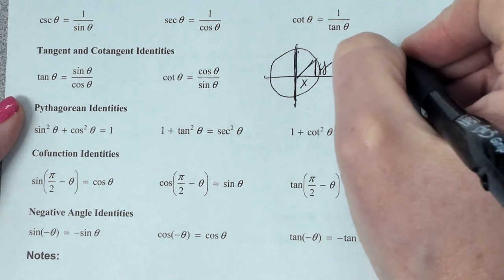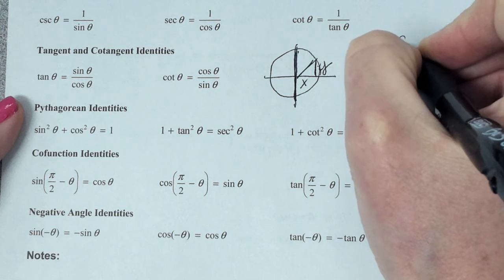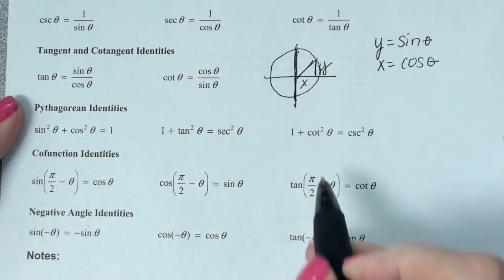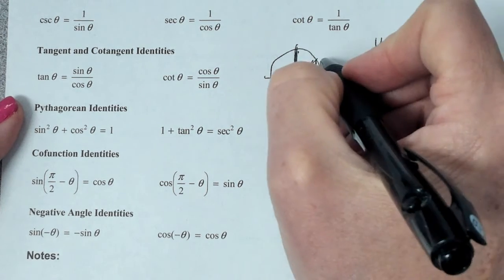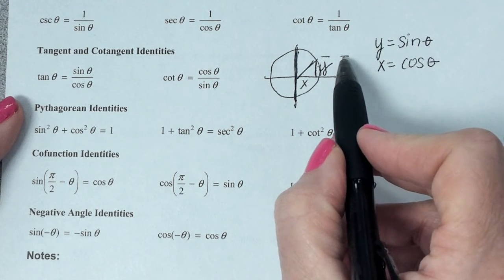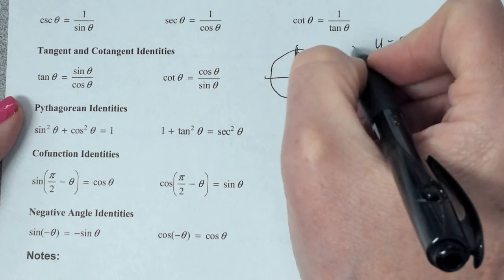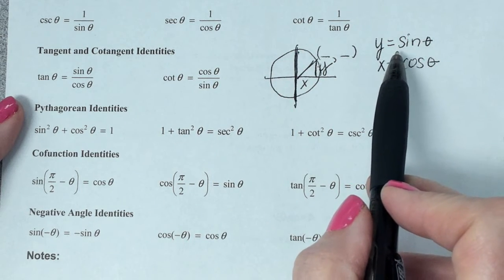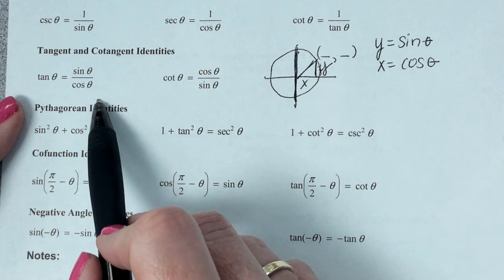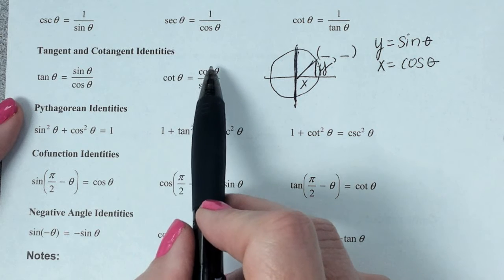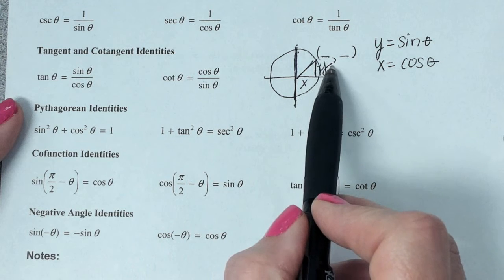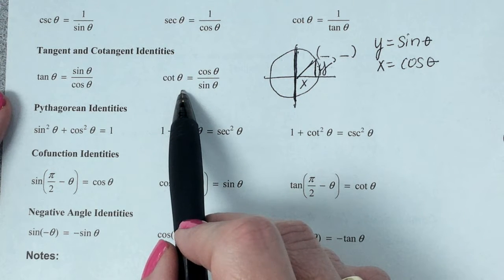But we've also learned that in the unit circle, y is equal to sine theta, and x is equal to cosine theta. Remember how we talked about that? If we have that unit circle and we have that point there, the x value is cosine and the y value is sine when we have that ordered pair. So therefore we know if tangent is y over x, it's also going to be sine over cosine. We know that cotangent is normally x over y, but we can also think of it as cosine over sine. So that's where those two come from.